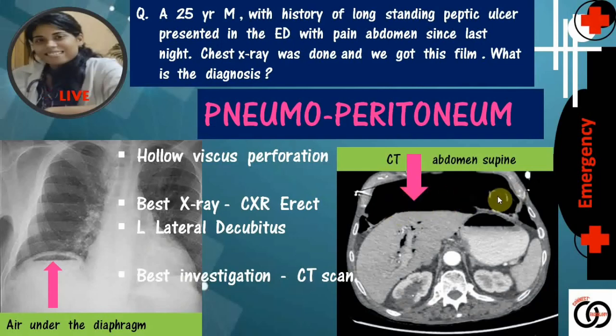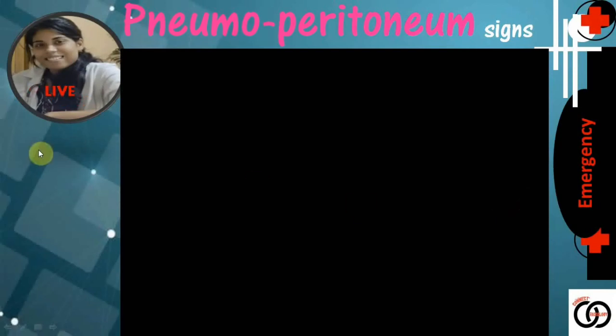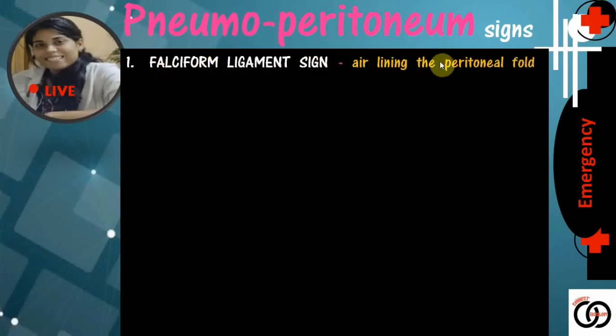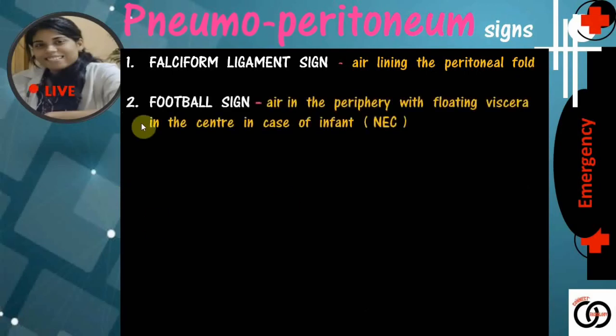As we learn this, let's also learn a few X-ray signs of pneumoperitoneum on supine abdomen films. Let's see. Falciform ligament sign means the peritoneal folds are lined by air. Football sign, abdominal cavity is outlined by gas from a perforated viscus. Most frequently seen in children with advanced necrotizing enterocolitis.